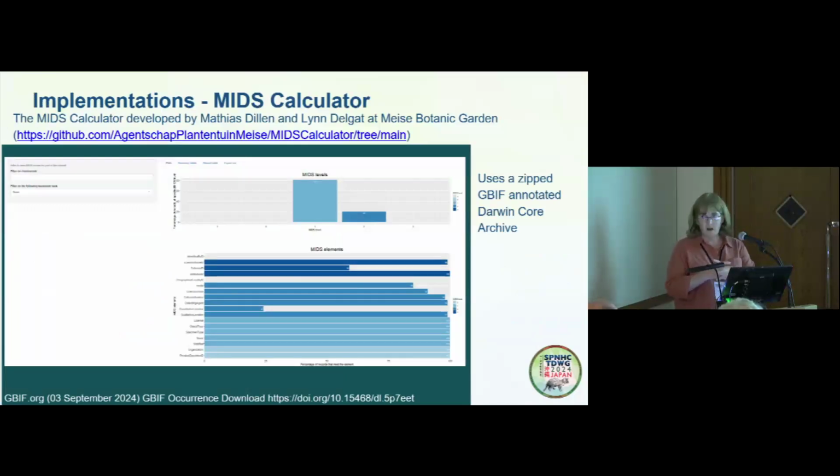So there are currently 2 implementations of MIDS calculators that have been developed and that are available to test. And there are additional implementations, such as the one being incorporated into DISCO, the European Scientific Collections Research Infrastructure. So the MIDS calculator, developed at Mesa Botanic Garden, uses a zipped GBIF annotated Darwin Core archive. So this enables the user to define their own dataset from GBIF, and it also enables the implementation of value permissions for some of the information elements.